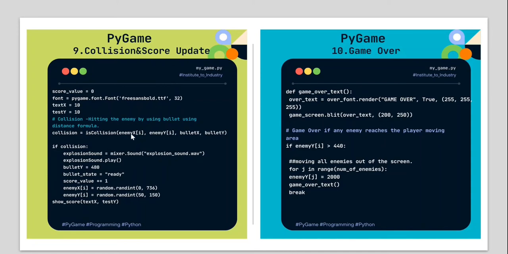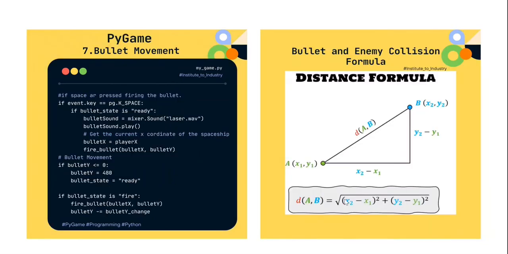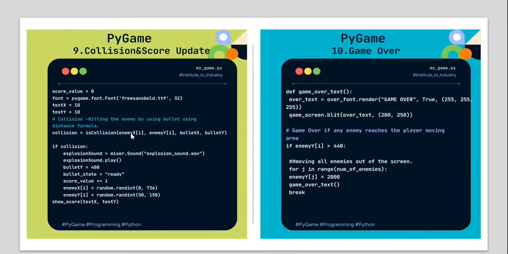And for collision, if collision has happened, I am going to pass the enemy x position, y position, and the bullet x position and y position. This particular function uses the above formula and finds whether the collision has occurred or not. If collision is true, then what I have to do is create an explosion sound, so that the bullet is hitting the enemy. So we got that sound. It's played, and another bullet is going to be created at the y position, the bullet state is going to be the ready state, and the score value is going to be updated by 1.